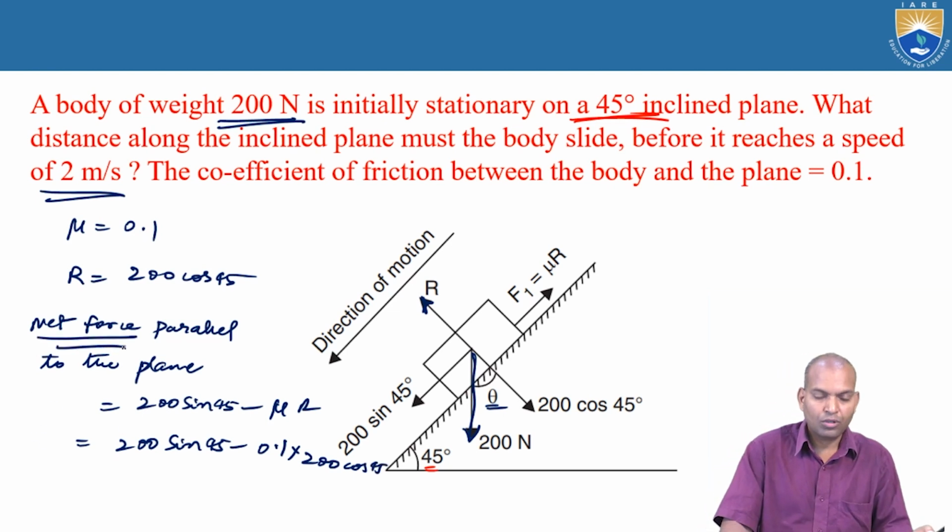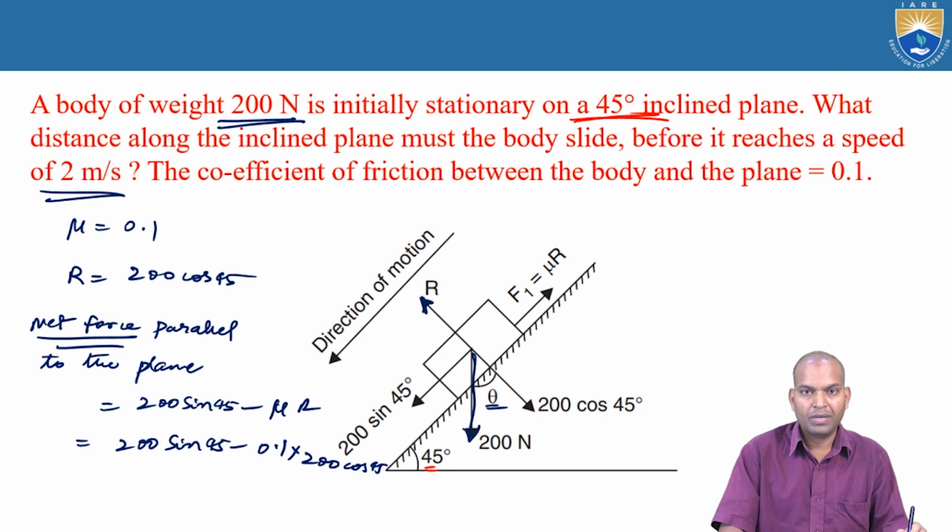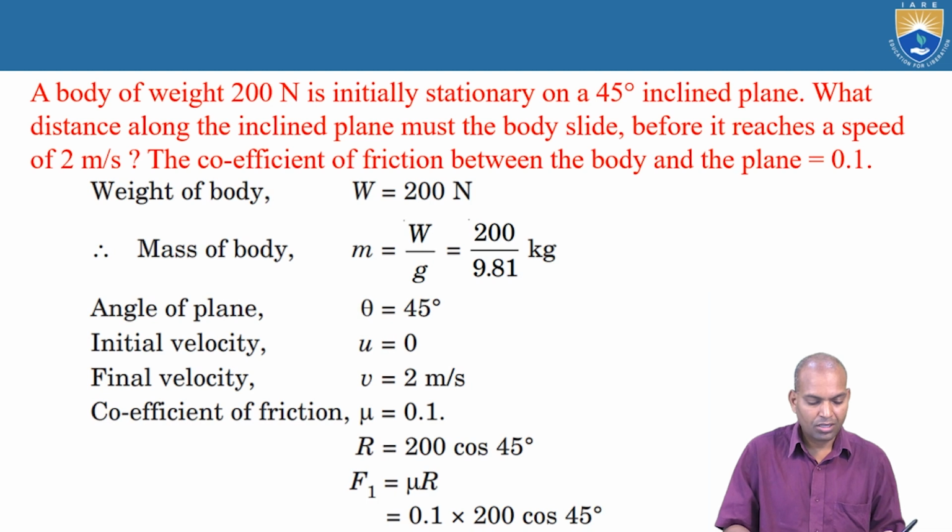The net force equals mass times acceleration. What is the mass times acceleration? Mass m is W by g, that is 200 by 9.81, times acceleration a. Now let us start solving here.